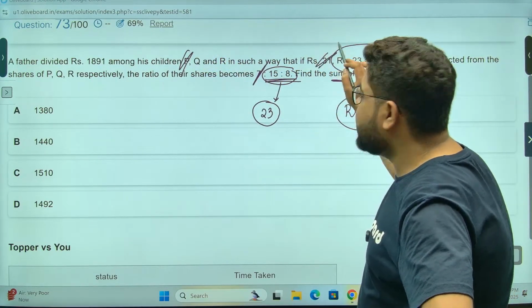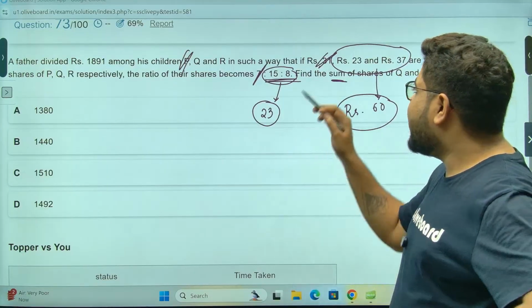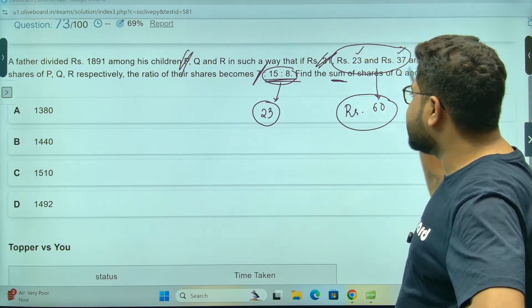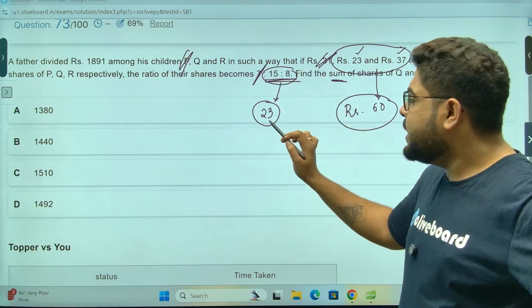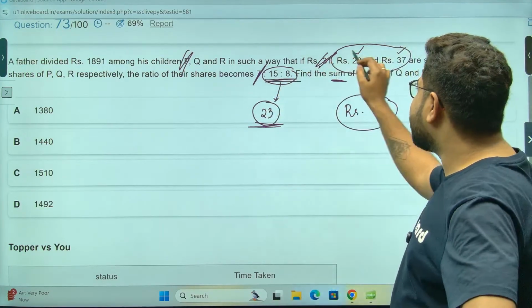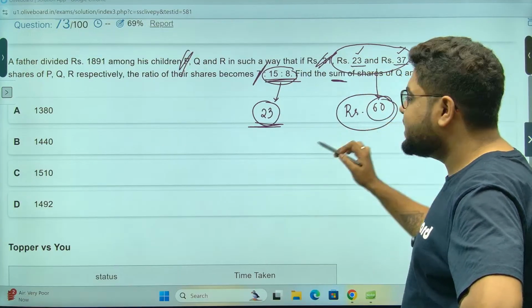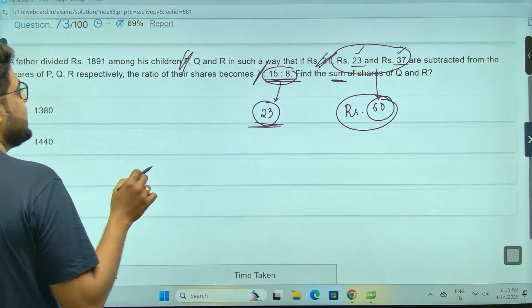P is not there. P is dead. So only Q and R we are talking about. After subtracting 23 and 37, the ratio is 15 and 8. That means the sum should be divisible by 23 after we subtract this sum, that is 60, sir. Check the options, sir. We don't have to complete it fully.